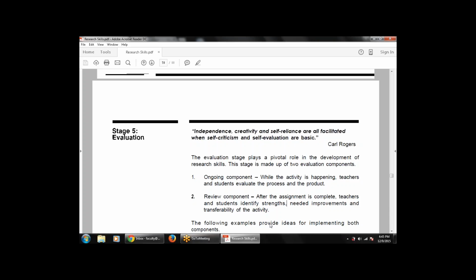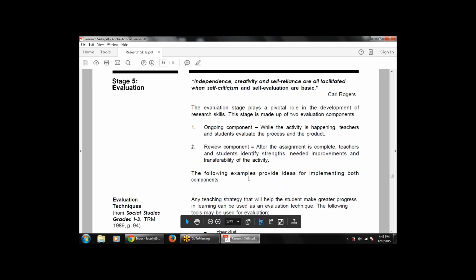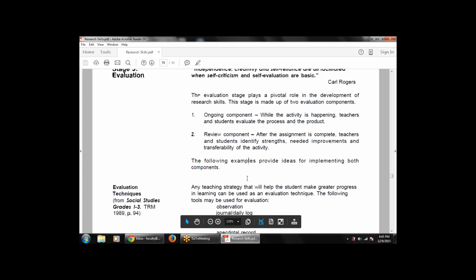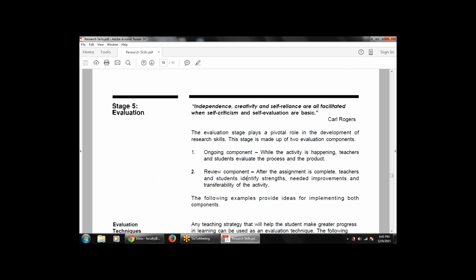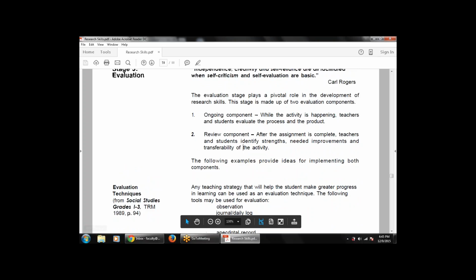The following example provides the ideas for implementing both the components. This is one example of the various techniques we apply for the ongoing component and the review component. There are two components: one is ongoing, one is review. Ongoing means it is live; review means that after the assignment is complete, you review whether the component is correct or not.